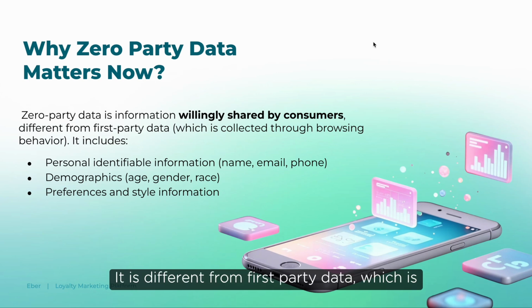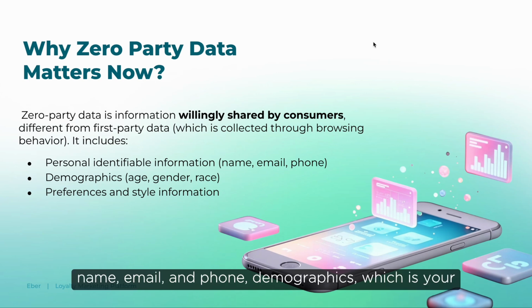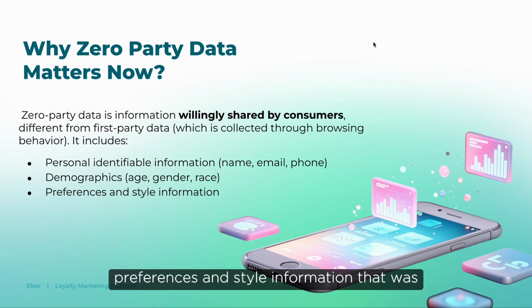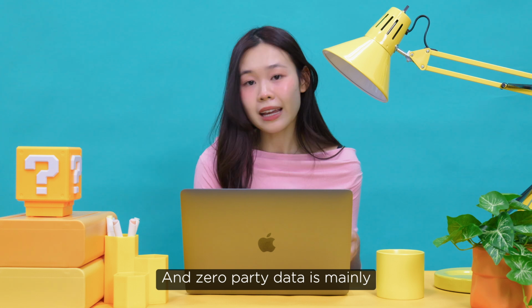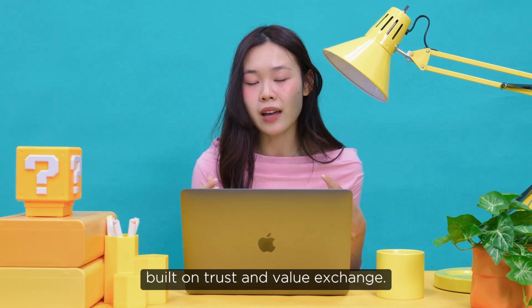It is different from first-party data, which is collected through browsing behavior. It includes things like personally identifiable information, such as name, email, and phone, demographics, which is your age, could be your gender, could be your race, and preferences and style information that was willingly shared by consumers. And zero-party data is mainly built on trust and value exchange.